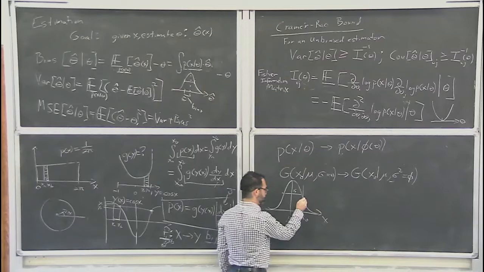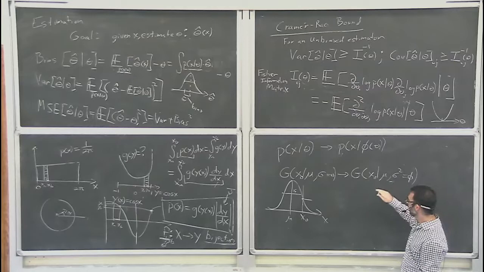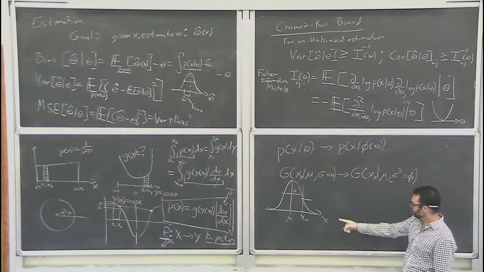There's this density right here. That's what I'm talking about. This is g of x naught, the height of this curve right here. That's g of x naught given mu and sigma. If I talk about the same model in terms of sigma squared, does this change at all? Does the height of this curve change?